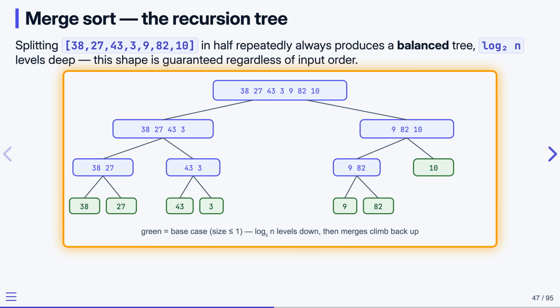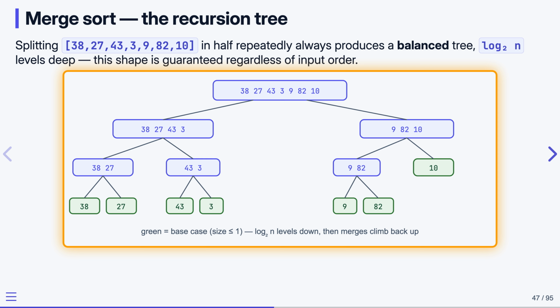This picture shows the whole recursion as a tree. The full array sits at the top. Each step below it splits an array into 2 halves. The top array splits into a left half and a right half. Each half splits again and again until every piece holds just 1 element.